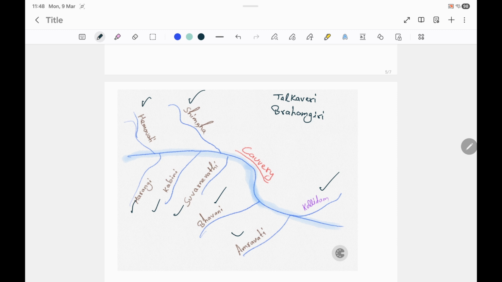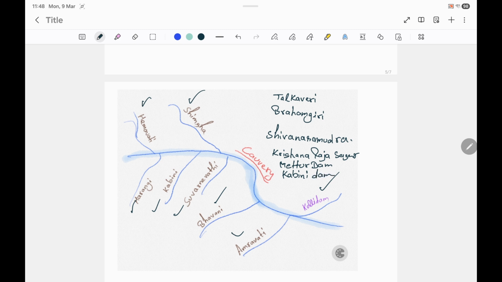There is an important waterfall on this river, that is Shiv Samudra Falls. Important names are Krishna Raj Sagar Dam, Mettur Dam, Kabini Dam.